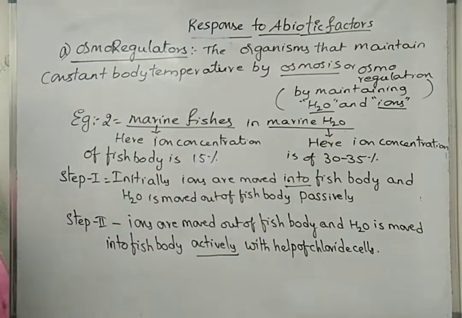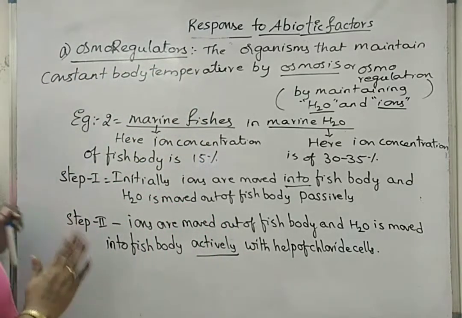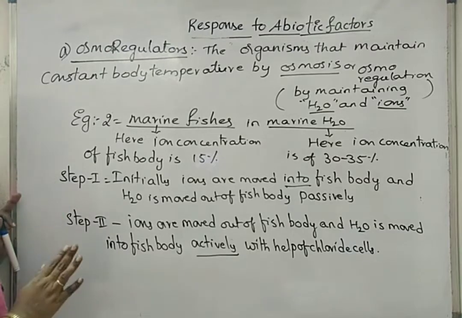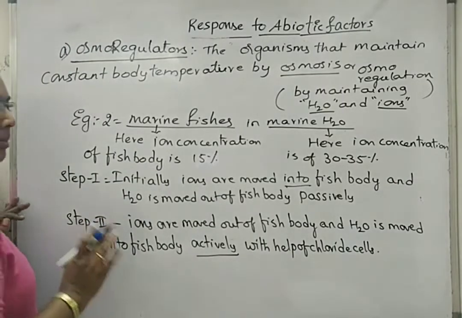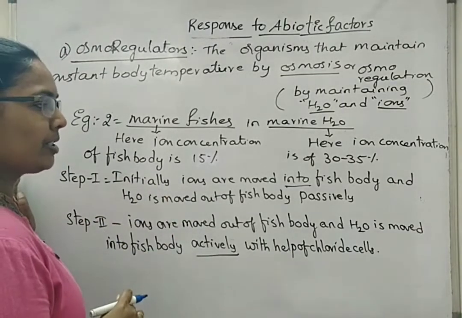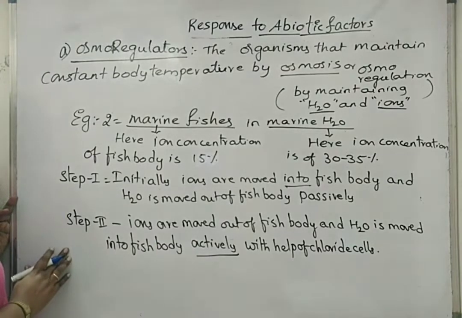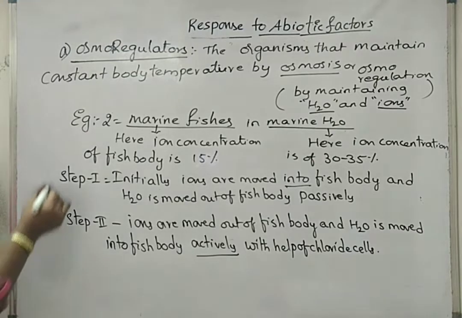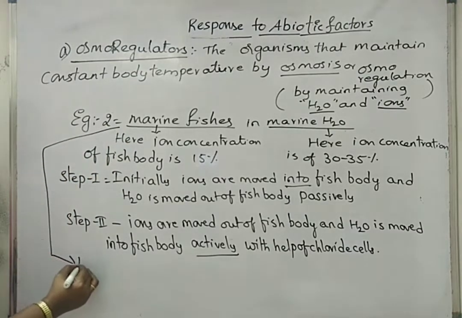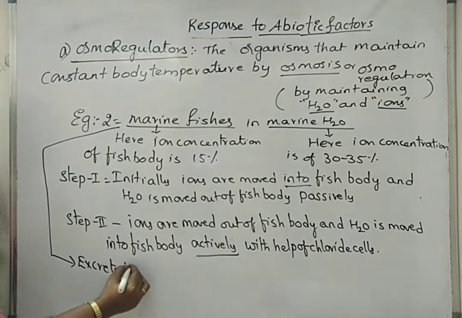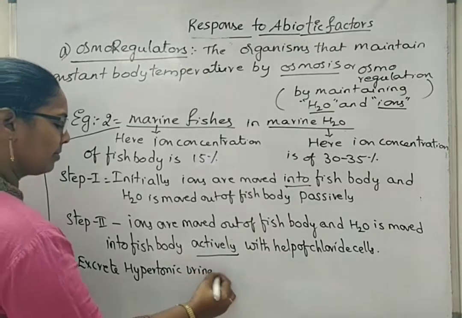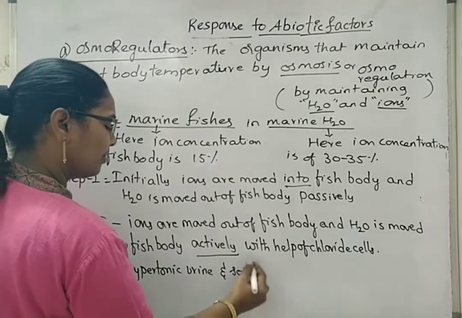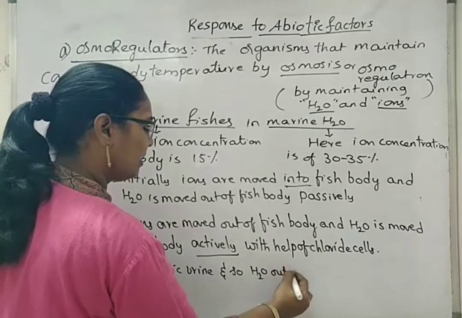mitochondria rich cells. These marine fishes excrete hypertonic urine, but they intake a lot of water and they maintain their body constant temperatures. The osmosis process done by these marine fishes is perfectly done because of intake of more water. So these marine fishes excrete hypertonic urine, and so water outlet is less.